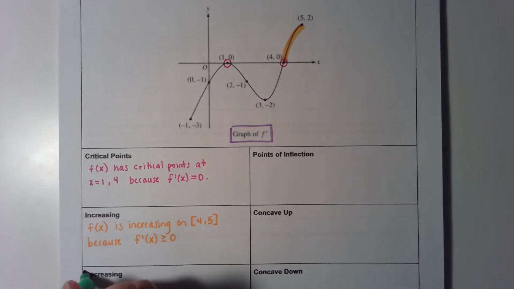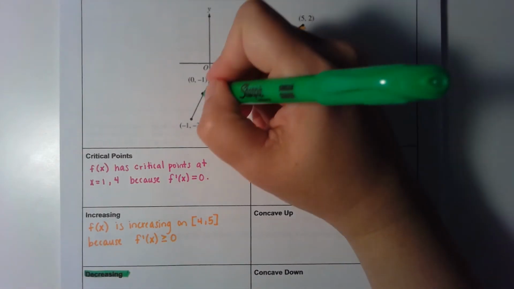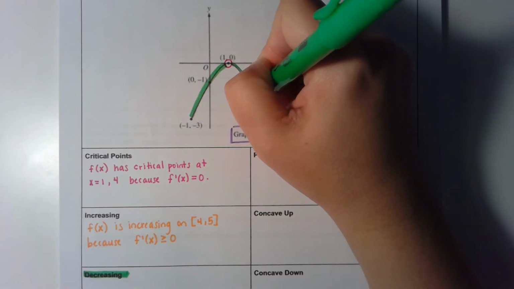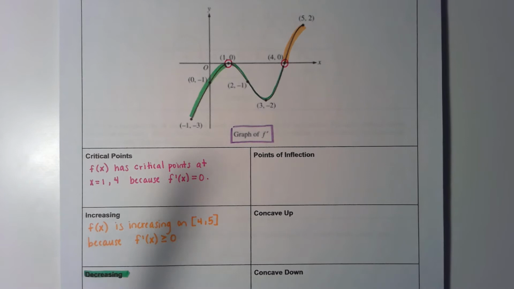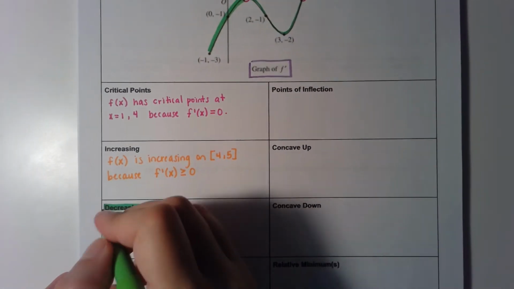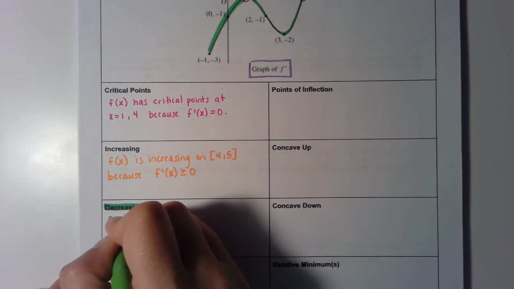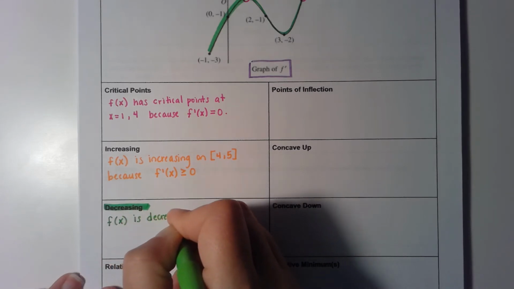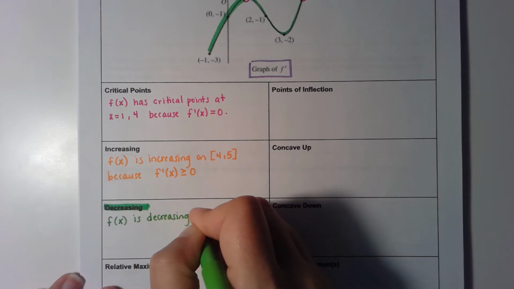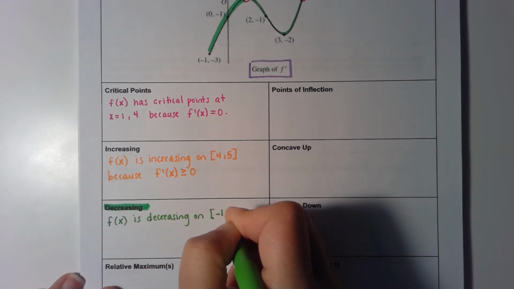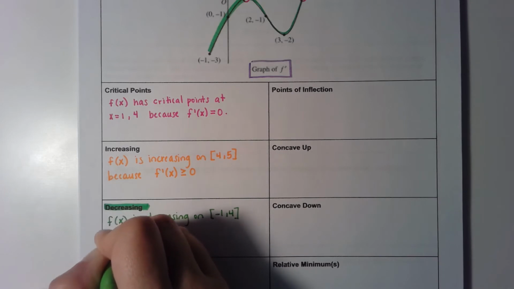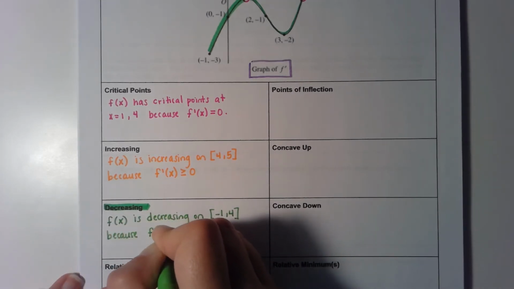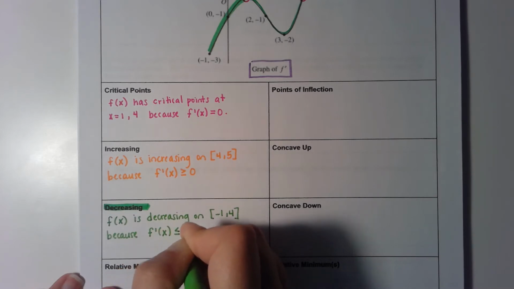Now let's talk about decreasing. So decreasing is going to be where the first derivative is negative. So that's going to be this entire part of the graph. It's always below the x-axis this whole time. So we would say that f of x, the original, is decreasing on the interval from -1 to 4 because the first derivative, which is what we're looking at here, is less than or equal to 0.